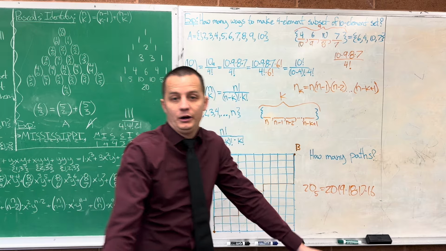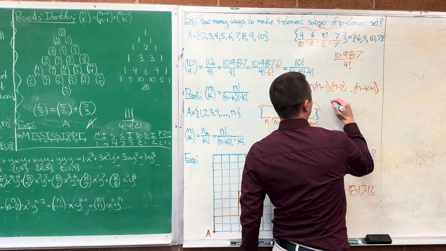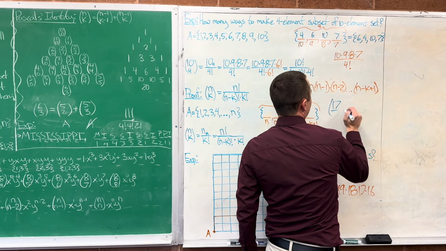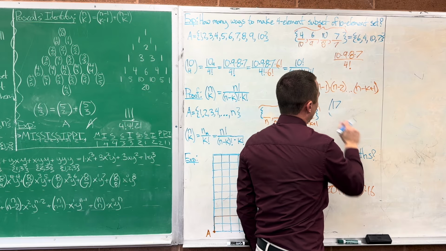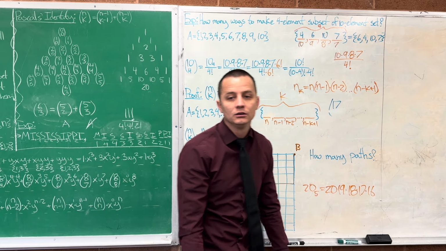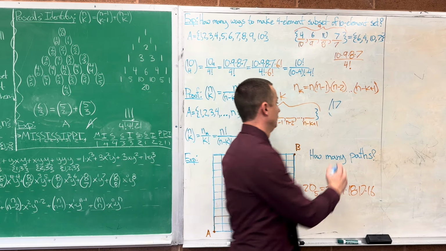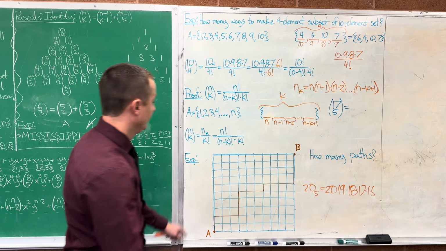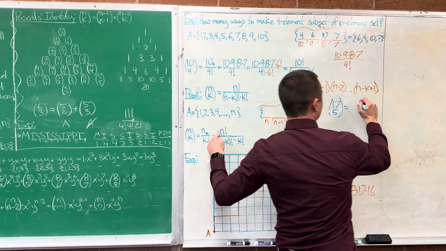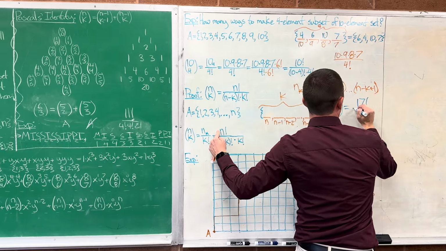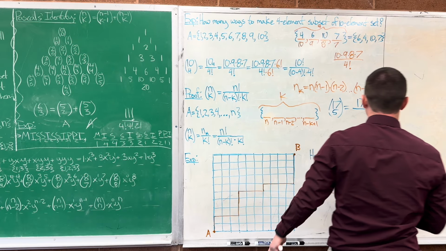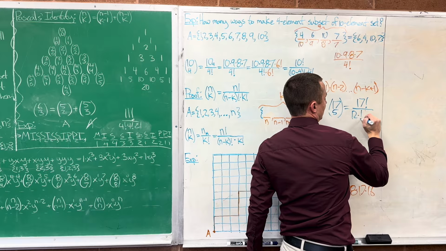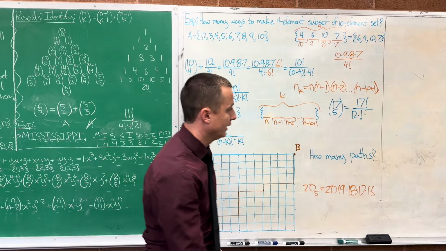Let's say you have a 17 element set, and I want you to choose, how many objects do we say you're choosing from the set? 5. So 17, you're choosing 5. What's that going to be equal to? That's simply going to be equal to 17 factorial, divided by, what's 17 minus 5? 12 factorial, times 5 factorial.